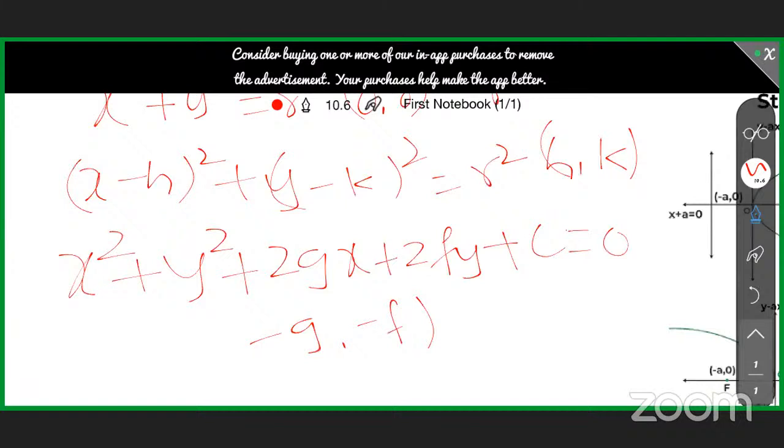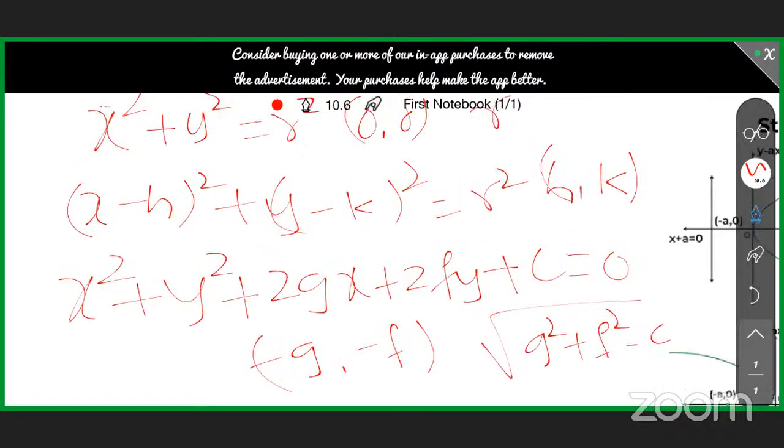Sir, can you repeat? This is what we discussed. Which one? The last equation, sir. The last equation is x square plus y square plus 2gx plus 2fy plus c is equal to 0, the general equation of the circle.